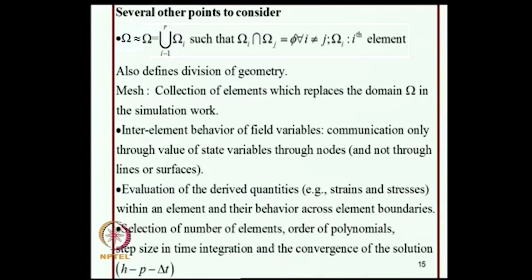There are many decisions that we have made: how many elements we should take, that means how fine should this partition be, which we call H. H indicates in some sense the size of the element. Within an element, what order of polynomial we should use to interpolate the field variables determines P, and delta t is the time step that we need to use in integrating the semi-discretized equations. So, the accuracy of the solution finally depends on a combination of H, P and delta t. We need to understand how to make these choices to ensure that we get acceptable results.